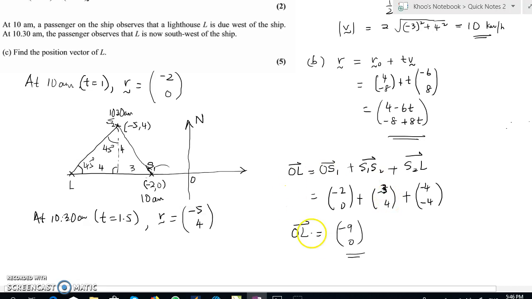Alright, so this is one way of doing it. If you don't like to do it this way, all you have to do is count. This is minus 2, this is 3, this is 4. So it's minus 9, 0 straight away, because it's on the left-hand side of the x-axis, so it's negative. Just count the displacement here. So it's minus 9, 0, and that should be your answer. So that's the final answer. That is how it's solved.